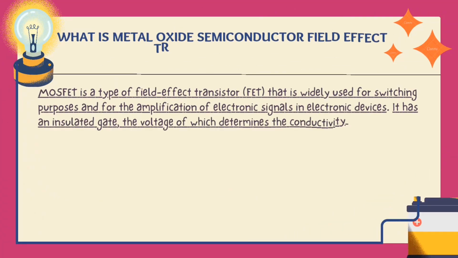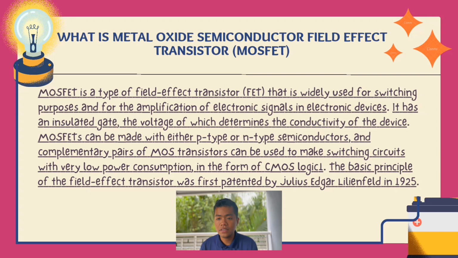Thank you, Zai. Now I will explain about MOSFET. So, what is metal oxide semiconductor field effect transistor? MOSFET is a type of field effect transistor that is widely used for switching purposes and for the amplification of electronic signals in electronic devices. It has an insulated gate, the voltage of which determines the conductivity of the device. MOSFETs can be made with either P-type or N-type semiconductors, and complementary pairs of MOS transistors can be used to make switching circuits with very low power consumption in the form of CMOS logic.